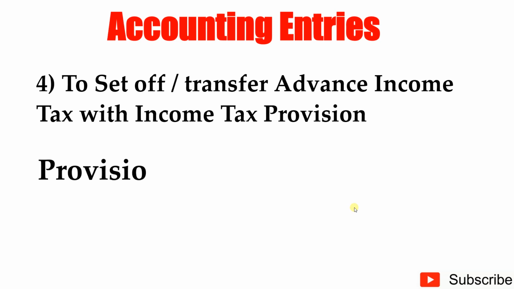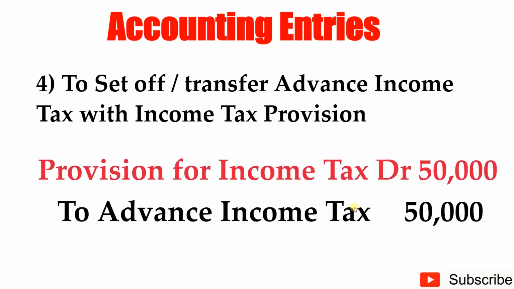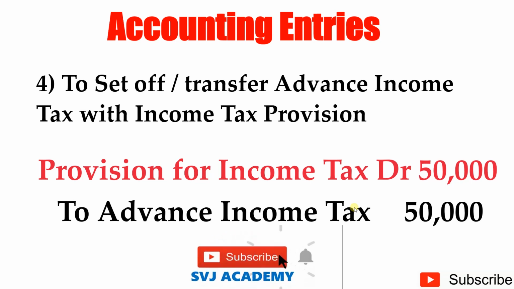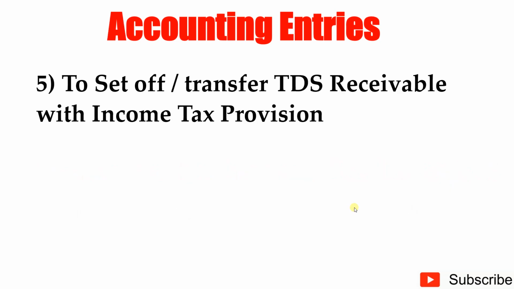We have to debit provision for income tax rupees 50,000 and credit given to advance income tax which we already paid to the government. Now our advance income tax account is closed. The provision for income tax is reduced by 50,000, now showing 15,000 as the credit balance in provision for income tax. Again, we have a TDS receivable that also we have to set off with the provision for income tax. So on the fifth stage, set off or transfer TDS receivable with the income tax provision.